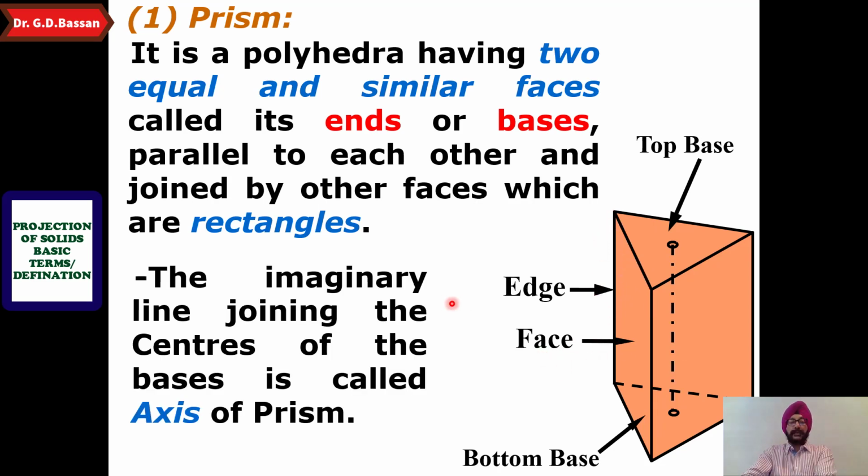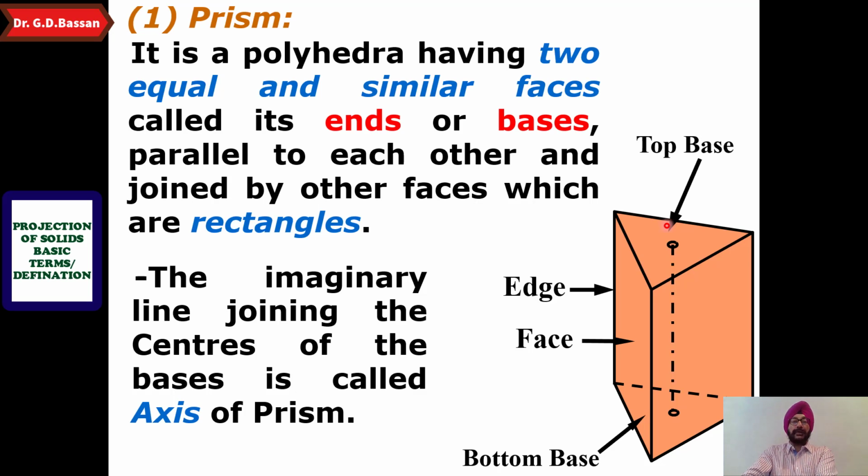The imaginary line joining the center of one base to the other base is called the axis of the prism. One thing you keep in your mind: whenever the word prism comes, it has two bases. One is a top base, another is a bottom base, and they are similar and identical to each other, and they are bounded by a number of rectangles.